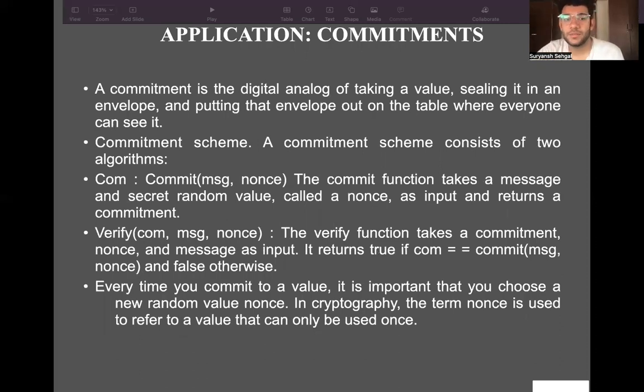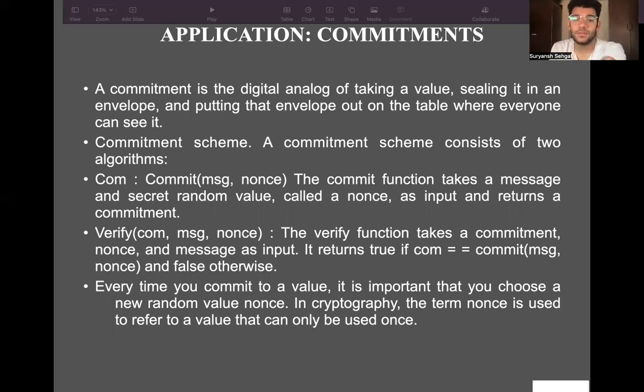An application is commitments. A commitment is a digital analog of taking a value, sealing it in an envelope, and putting the envelope out on the table where everyone can see it. A commitment scheme has two properties. One is com, meaning commit(message, nonce). The commit function takes a message and a secret random value called a nonce as input and returns a commitment.